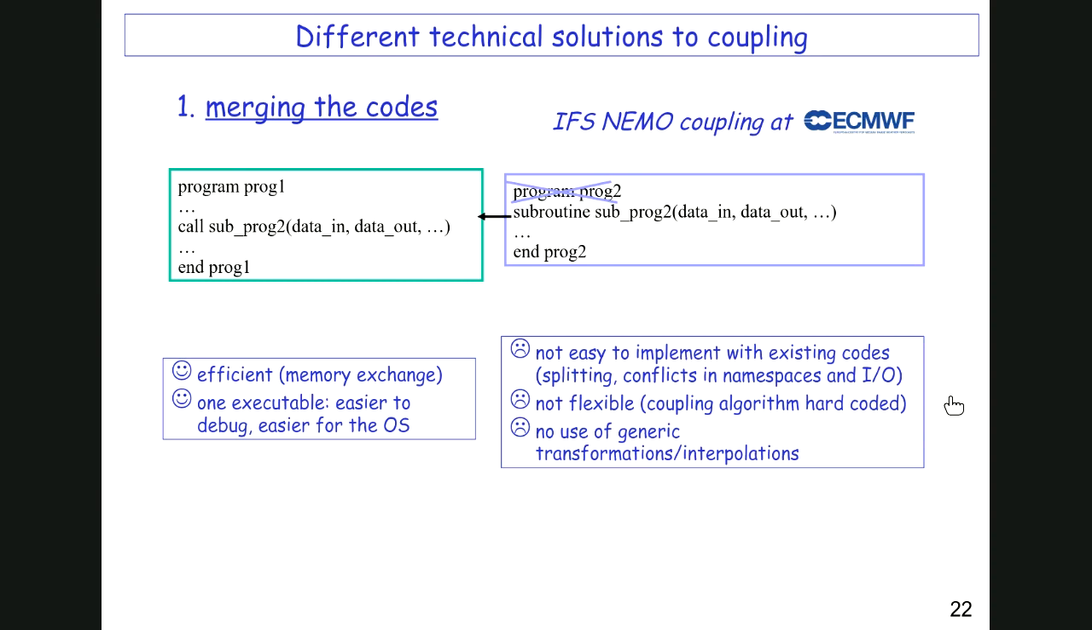I have a question. If both of the two are sequential code, is it good practice to parallelize each of them before coupling?